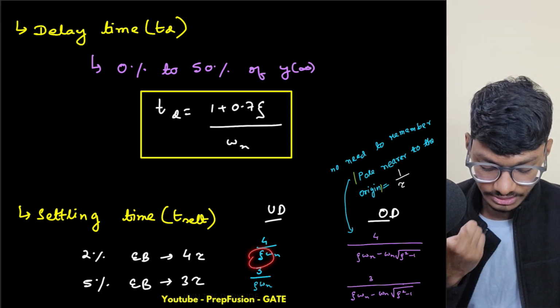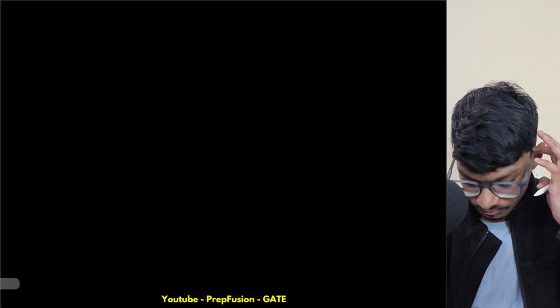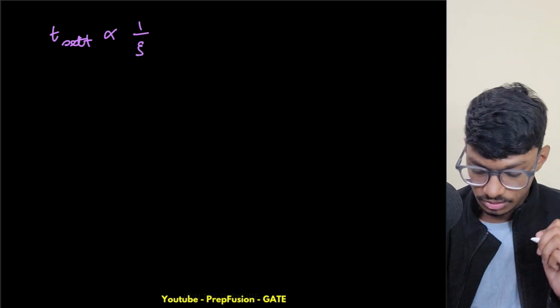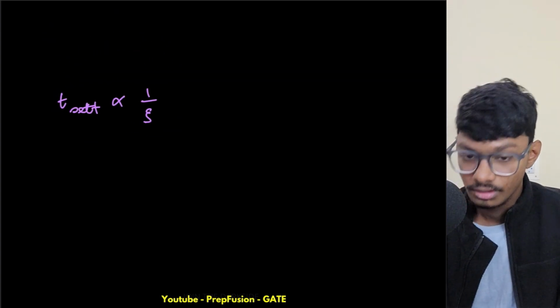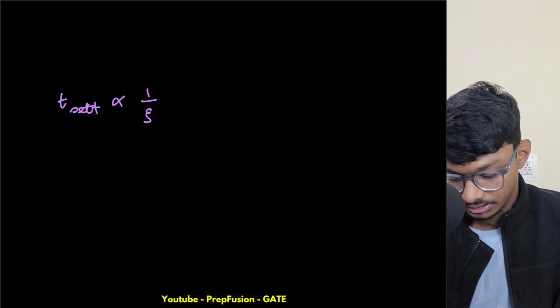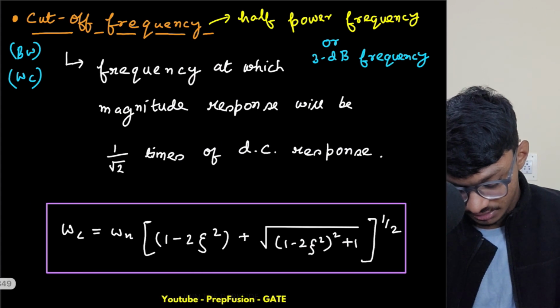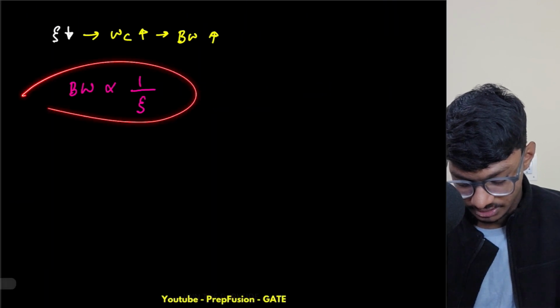Now these were about the settling time. As you can see, settling time is also inversely proportional to the zeta. Settling time, I'm talking about underdamped systems, is inversely proportional to the zeta if I assume that my omega n is constant. So what things do we know until now? Settling time we know. Peak resonance is inversely proportional to the zeta. Bandwidth is inversely proportional to the zeta.